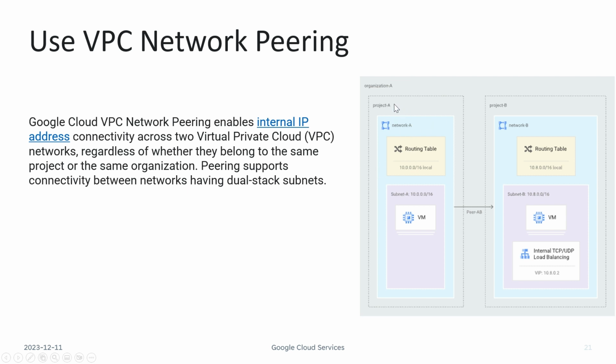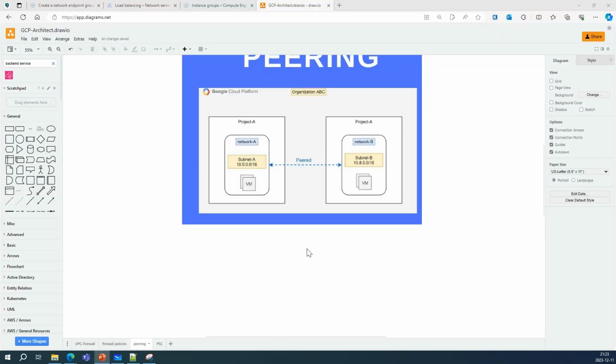So we are going to cover network peering. How do we connect two networks? Let's say you have a network A and network B. Both networks' subnets have a different IP range. You can see that this subnet has a different IP range, and this network has a different IP range. So to connect the networks, you need some sort of peering, right? So how do we achieve that?